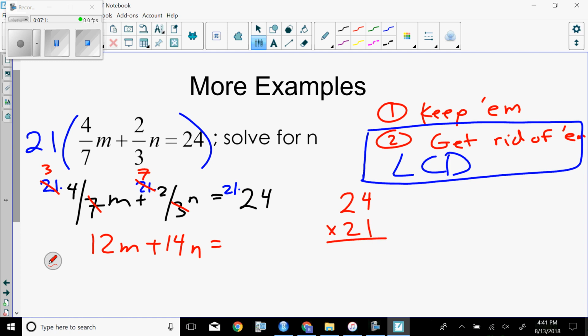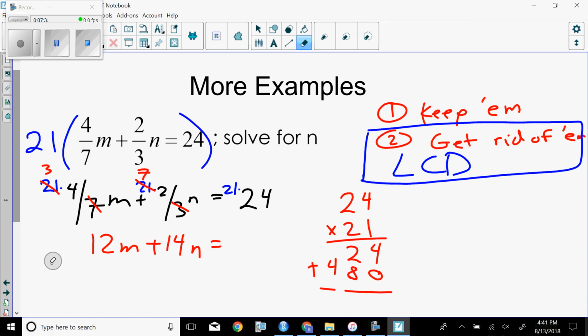Let's see if we remember how to do this stacked multiplication. You take 1 times 4, that's 4. 1 times 2 is 2. Then I go to the next one, I have to put a 0 down here. That's 2 times 4, that's an 8. 2 times 2 is 4. Then I add these. That's a 4 over here, 0 with a 1 up here, which makes 504. 21 times 24 is 504.